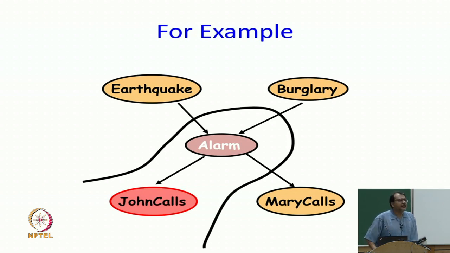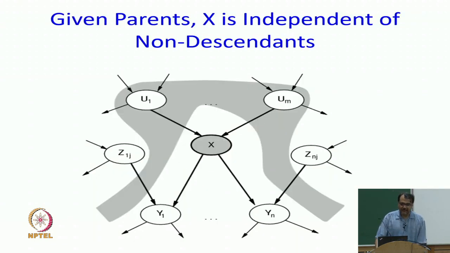Is there a general principle here? The general principle is this: given my parents, I am independent of all non-descendants. In this case, my parent is alarm, I am John calls, and my non-descendants are earthquake, burglary and Mary calls. In fact, I have no descendants, so everything else is a non-descendant. The gray area shows all the nodes that have been cut off.